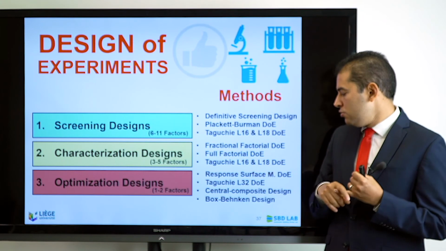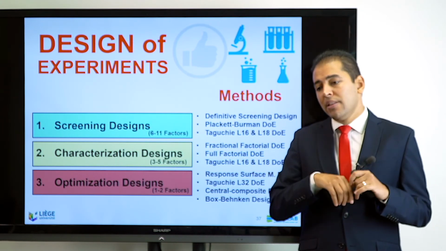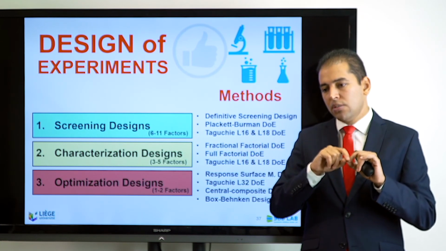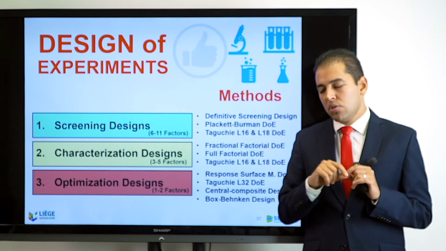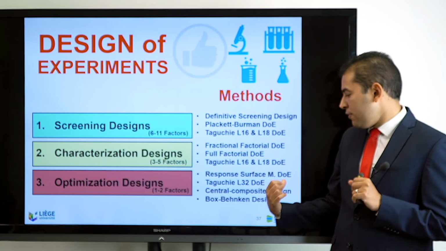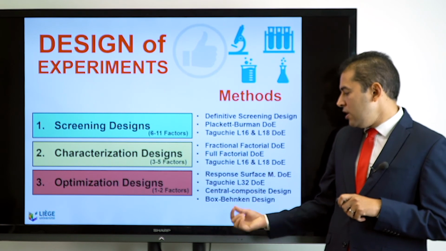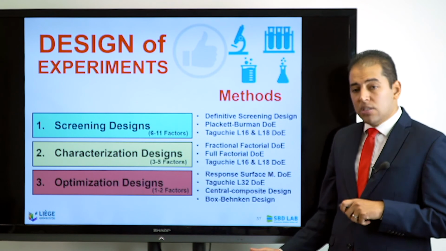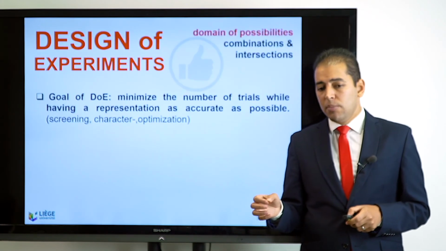Here you can start to do more advanced statistical analysis to select and improve or optimize your process and make sure that you can have different influential variances on the combinations of your interactions. You can do response surface method of the design of experiment. You can do the Taguchi L32 design of experiment. You can do the central composite design and the Box-Behnken design as approaches for optimizing your design of experiment.